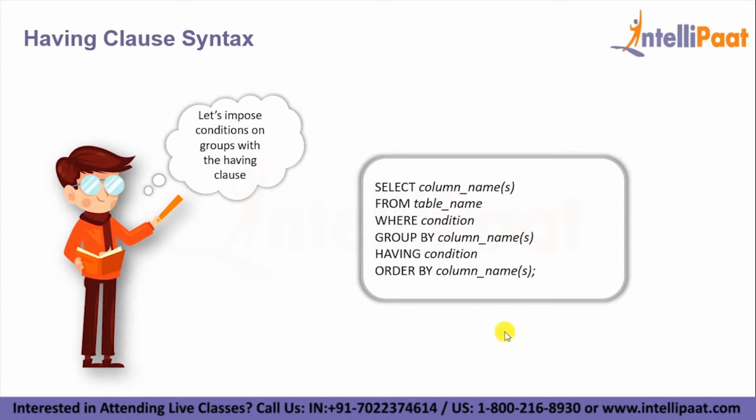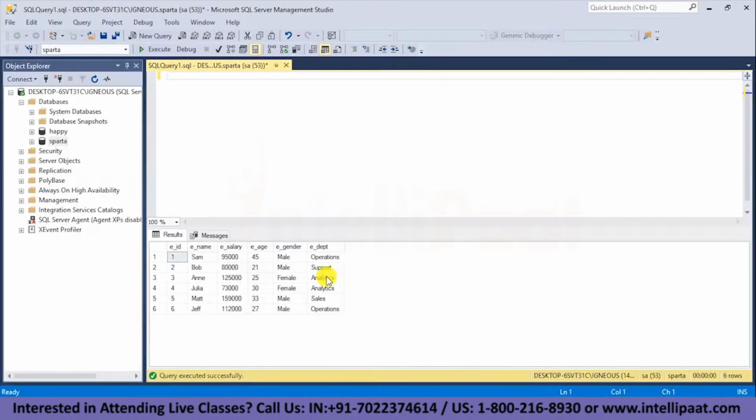Here you need to keep in mind that the having clause must follow the group by clause and must also precede the order by clause if used. So let's go to SQL Server and implement the having clause. So we'll group this table with respect to the department column and then use the having clause to display only those departments where the average salary is greater than $100,000. So let me go ahead and write the syntax for that.